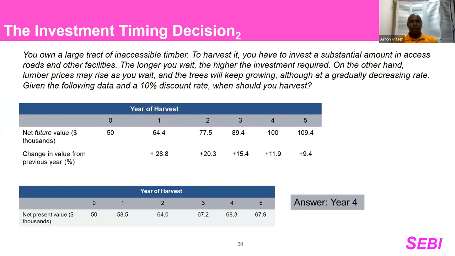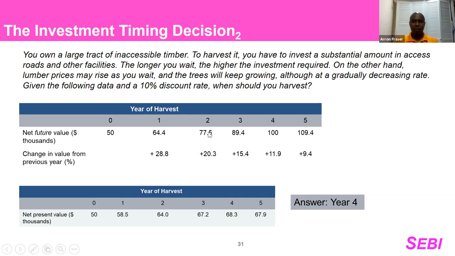So in year one, if you want to take the project now, if you invest 50 now, you expect your year one cash flow to be 64.4, year two will be 77.5, year three, 89.4, year four, year five, 109, right? So these are net future values. And then below here, it just gives you a change of the value year upon year, right? So if we go from year zero to year one, we would have had 14.4. So we had additional value of 14.4, and to get the percentage change, it'd be that 14.4 upon 50 multiplied by 100. So that's how you get this percentage change.